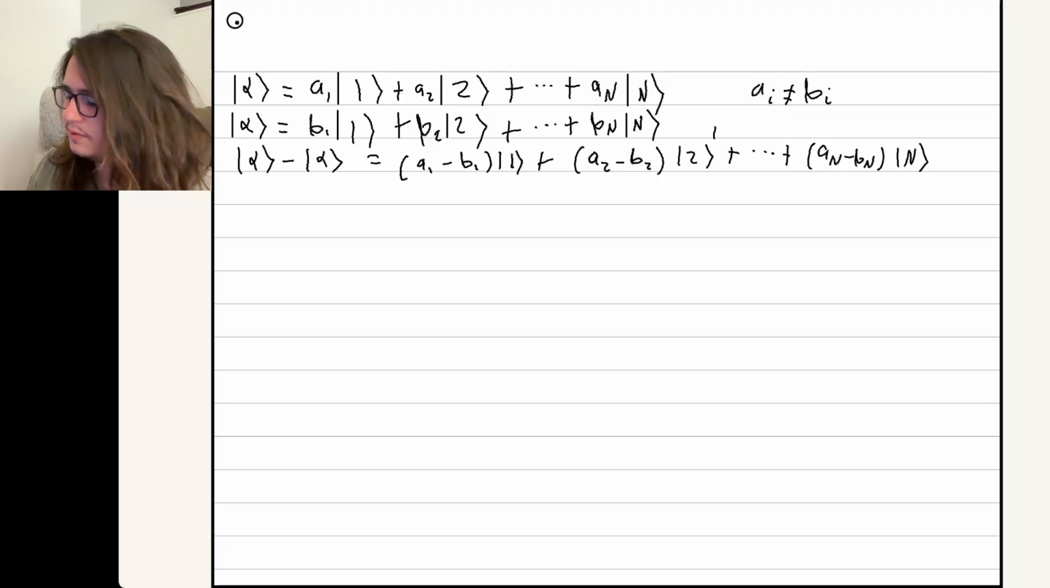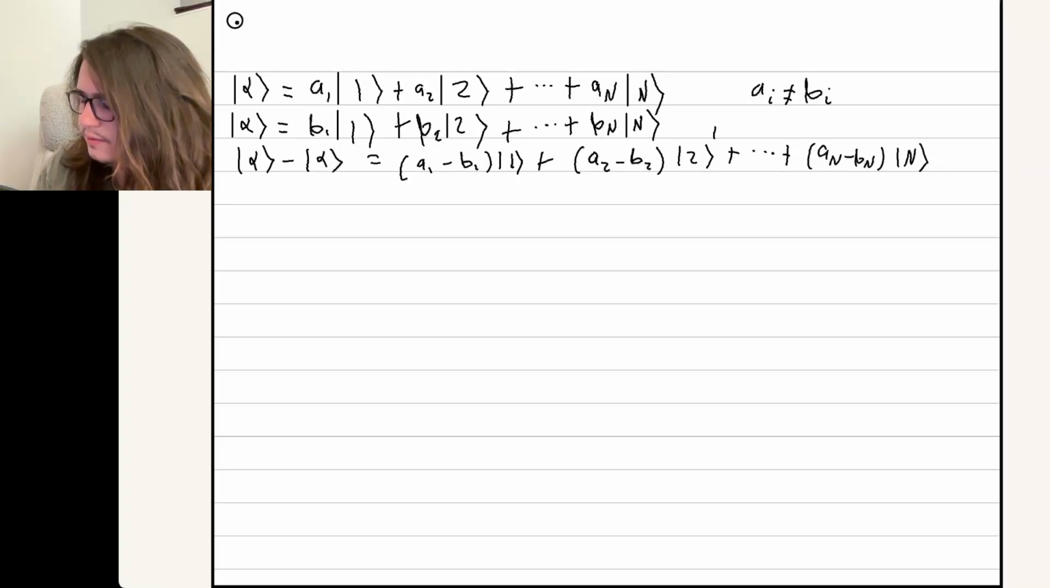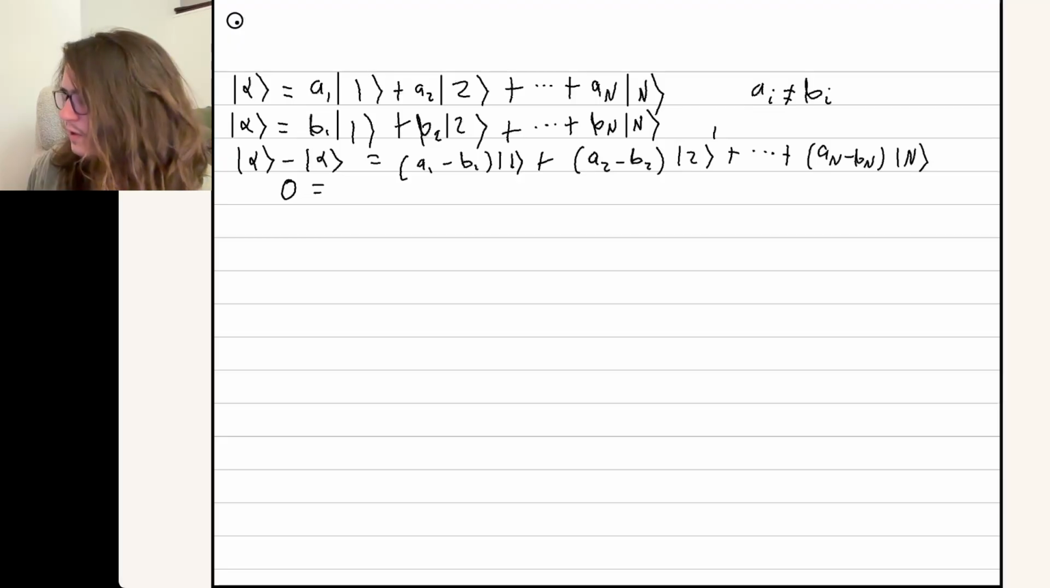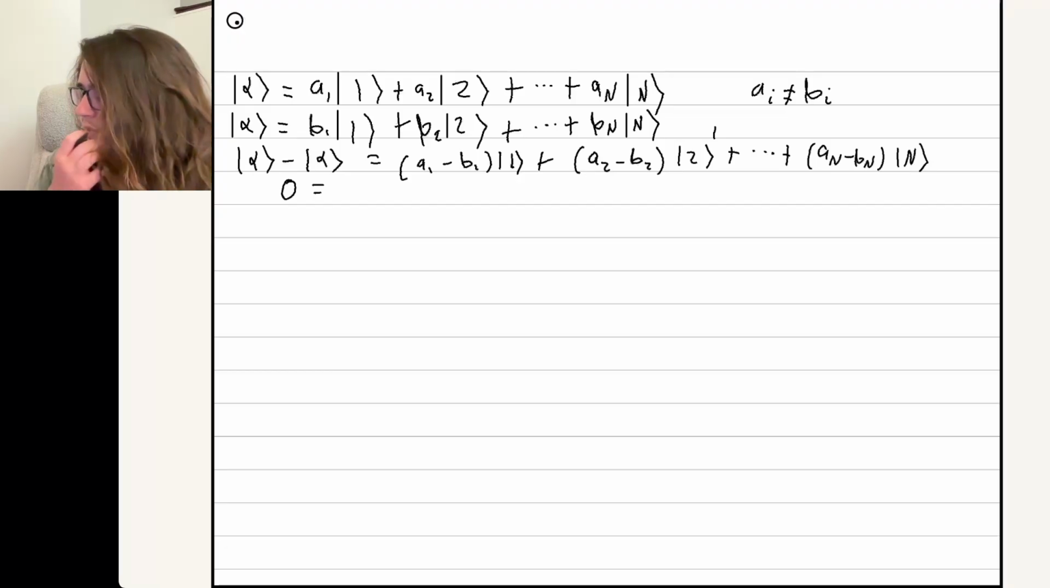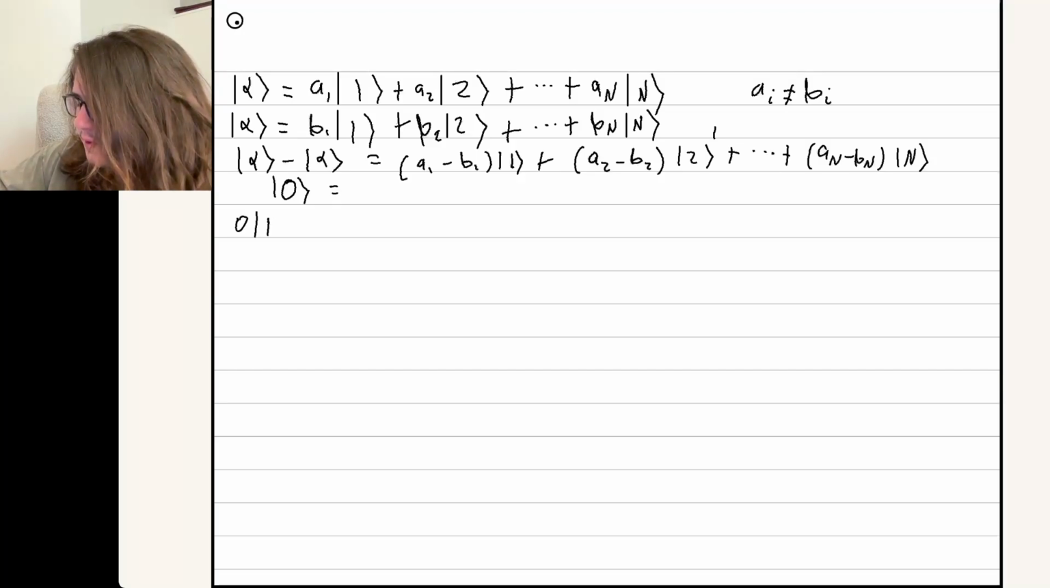We can actually carry out the subtraction on the left-hand side because that should be 0. We can use that fact. But the right-hand side we can't do anything with because we assume that a i is not equal to b i. But we can go component by component and write out the null vector in its entirety. So it would be 0 times vector 1 plus 0 times vector 2 plus dot dot dot plus 0 times vector n.